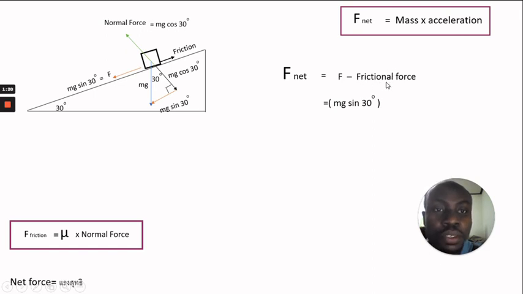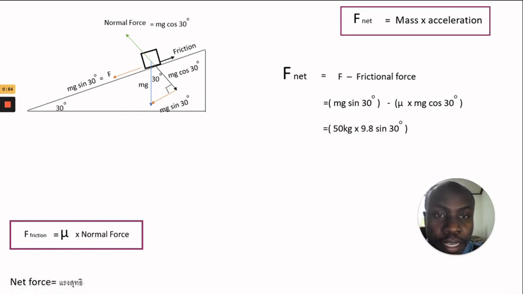But what is the frictional force? There's a formula here. Friction is equal to mu times the normal force. So let's put it in. Mu times the normal force is the friction force, and the normal force we said is mg cos 30. If you put the numbers in, we have 50 kilograms times 9.8, which is g, times sine 30, minus the mu, 0.2, times 50 kilograms times 9.8 cos 30.